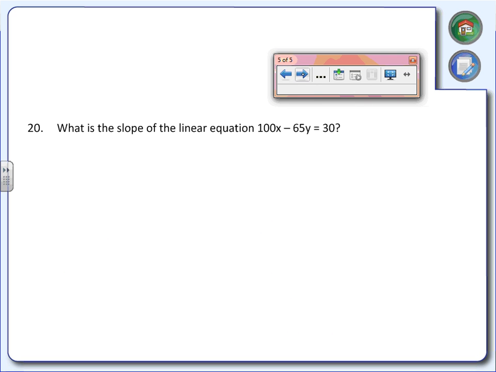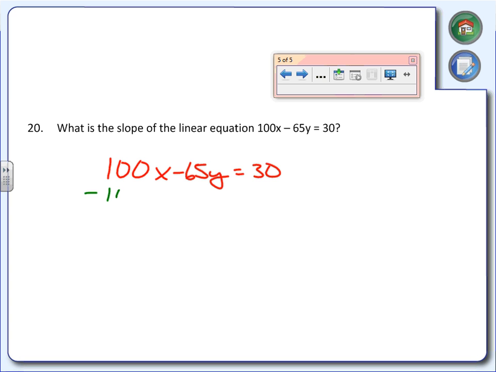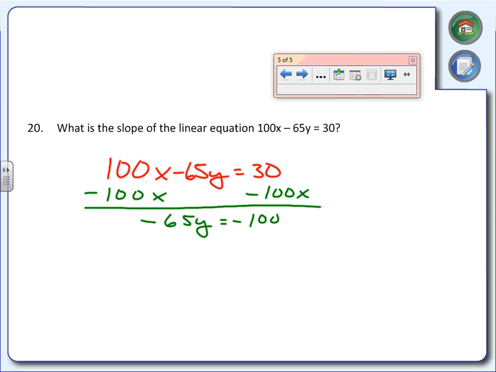All right, last one here, number 20. They want to know what is the slope of the linear equation 100x minus 65y equals 30. Right now that equation is in standard form. We're going to convert it into slope-intercept form so that we can find its slope. So I'm going to start by moving the 100x over to the right side. So now I've got negative 65y equals negative 100x plus 30.